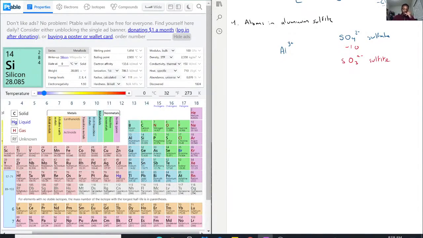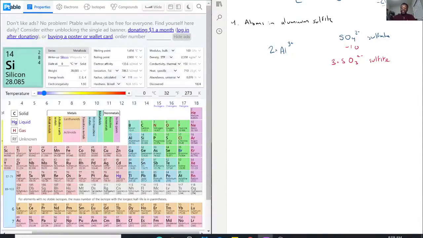Okay. So now in order to balance out the charges, we need the least common multiple, because right now we have a 3+ and a 2-. We need to find where they can both cancel each other out in total. So the least common multiple here is 6. So we would need 2 of the aluminum and 3 of the sulfite, because in total we should get 6 positive charges and 6 negative charges.